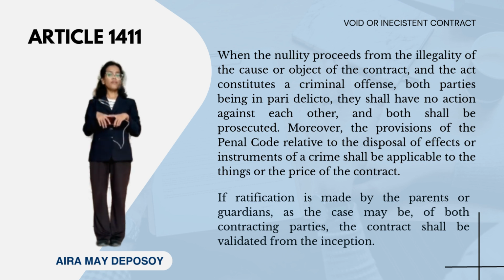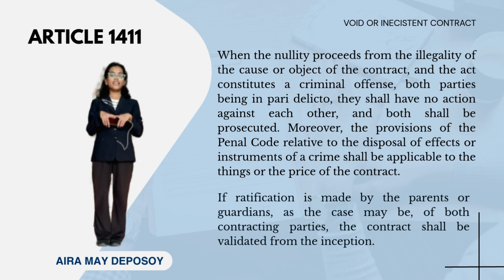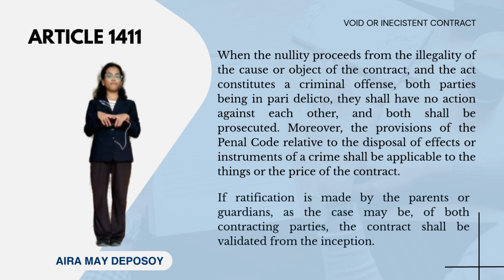What if only one party is guilty? Then this rule shall be applicable when only one of the parties is guilty, but the innocent one may claim what he has given and shall not be bound to comply with his promise. This means that if only one person committed the crime or knew about the illegality, then the innocent party is protected. They can get back what they gave and they don't have to perform what they promised.